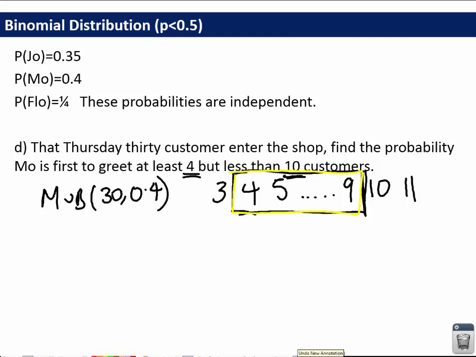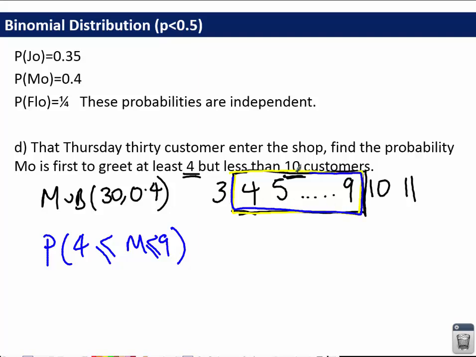So we can write this as the probability that Mo is greater than or equal to 4 and less than or equal to 9. That covers the box of values, or the number line of values, that we've mentioned already. Now, to work that out, it's the probability that Mo is less than or equal to 9. That would give us the probability of Mo being 0, plus 1, plus 2, plus 3, all the way up to 9. We don't want all of those values, so we need to take some away.